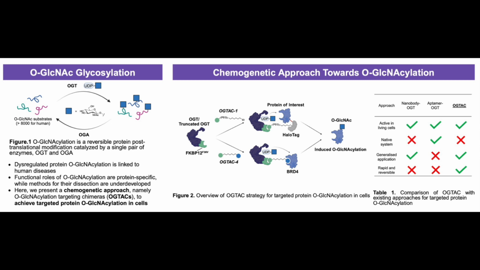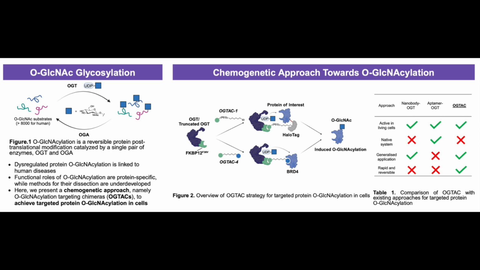This schematic diagram shows the overview of the OGTAG strategy. The OGT or truncated OGT fused with the FKBP12 F36V mutant form was used as an enzyme for induction of O-GlcNAcylation. Two kinds of OGTAGs are shown here, which are OGTAG1 and OGTAG4. OGTAG1 is used for induction of HaloTag fused proteins, while OGTAG4 is specifically used for BRD4. Both of them can be used to induce targeted specific O-GlcNAcylation.